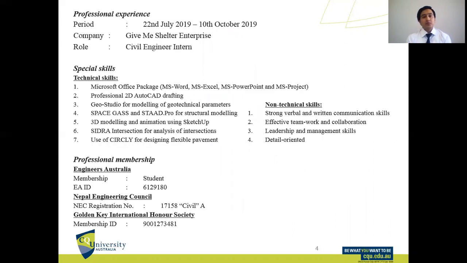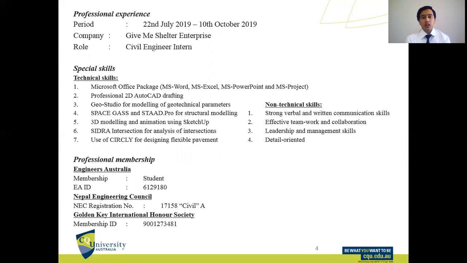My most recent professional experience was as a civil engineering intern with Give Shelter Enterprise, which started in July 2019 and completed in October 2019. I have acquired some skills, both technical and non-technical. Technical skills include extensive use of Microsoft Office packages, like Microsoft Word, Excel, PowerPoint, and Microsoft Project.